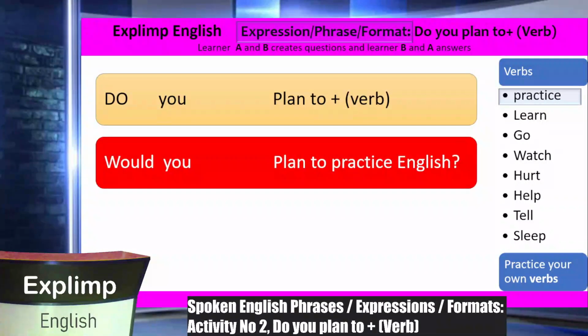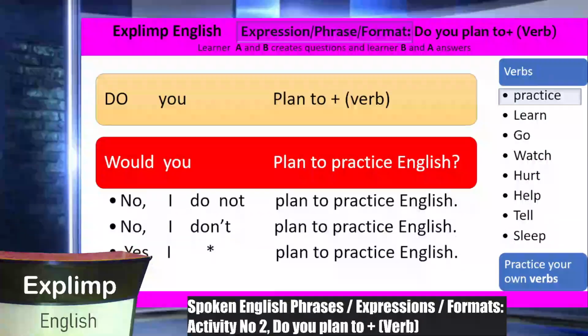Okay, do you plan to practice English? Practice is a verb and English is a noun. After practice you could add more and more phrases. For example, do you plan to practice English language, or spoken English language, or American spoken English language? So all these are phrases, right? And so the answer is, no, I don't plan to, or no, I do not plan to practice English. And the contraction would be, no, I don't plan to practice English.